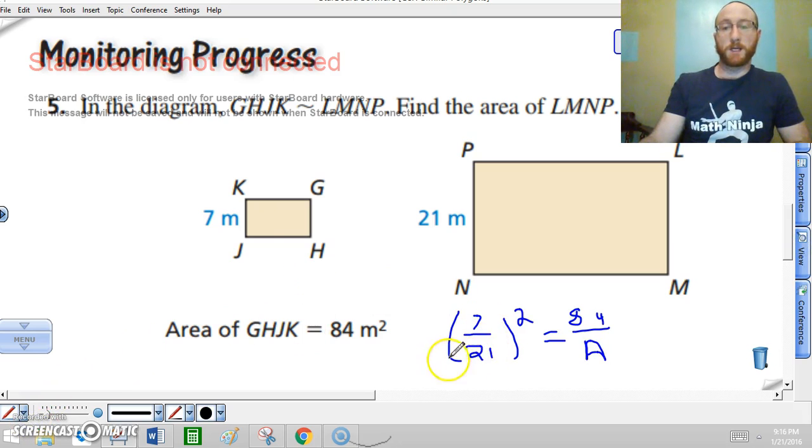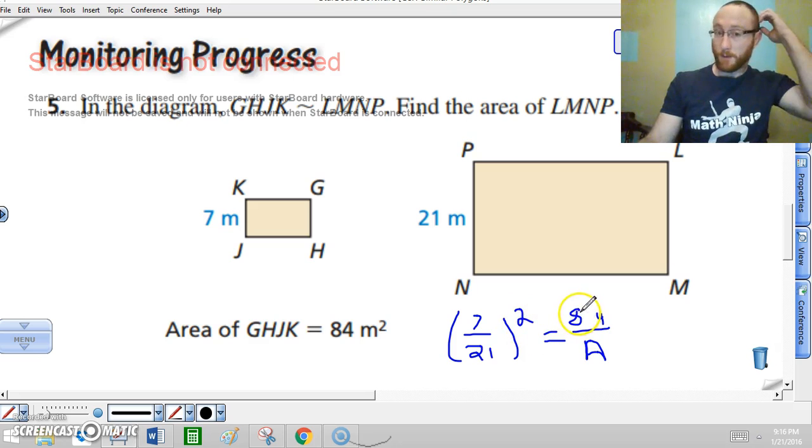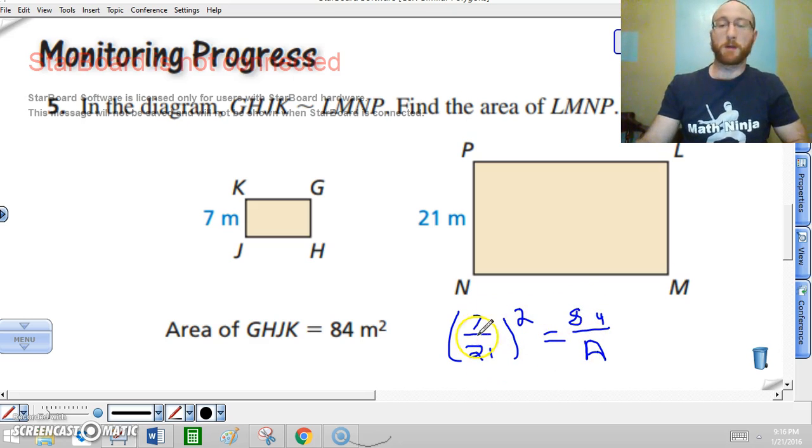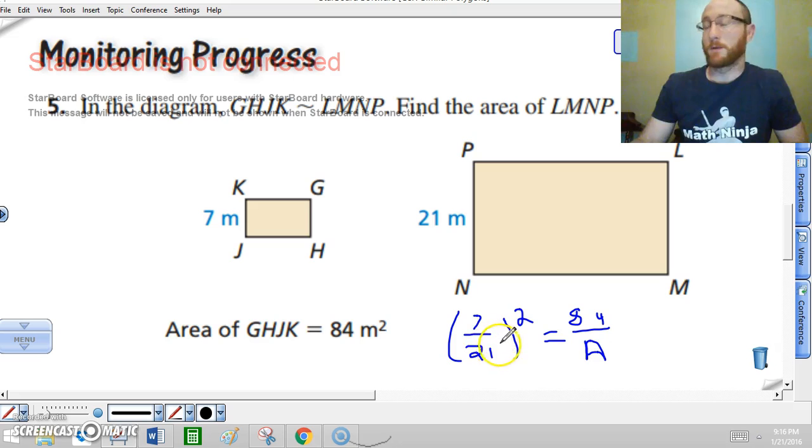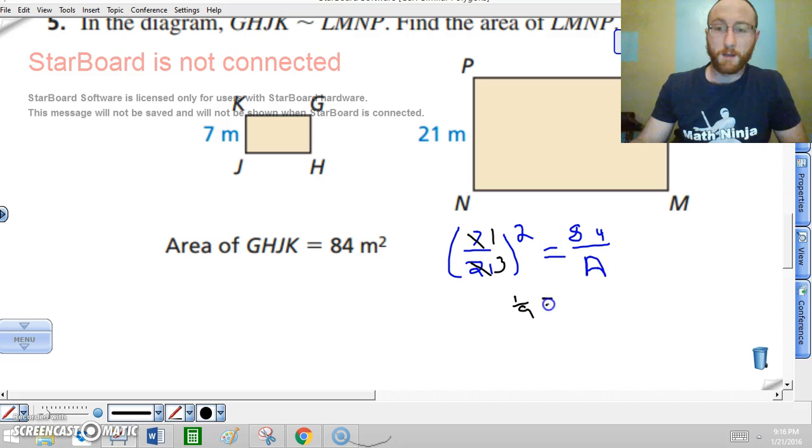So I set the ratio of my sides, squared it, and that's going to be equal to the ratio of my areas. I did small over big here. So 7 and 21, I certainly don't want to be squaring 21, so I'm going to simplify both of these. Divide by 7, I get 1/3. So what that means is I can square this. So I get 1 over 9, let me scroll down a bit. 1 over 9 equals 84 over A.